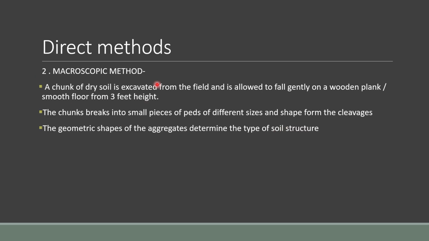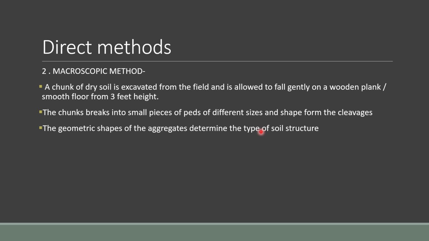Then next is the macroscopic method. This is also a direct method. In the macroscopic method, a chunk of dry soil is excavated from the field and is allowed to fall gently on a wooden plank or smooth floor from 3 feet height. The chunk breaks into small pieces of different size and shape along the cleavages. The geometric shape of the aggregates determines the type of structure.